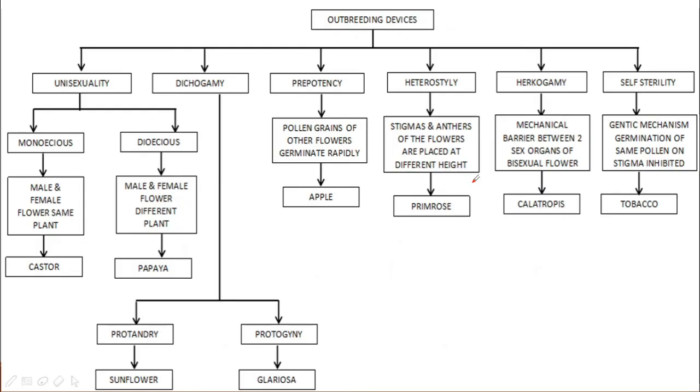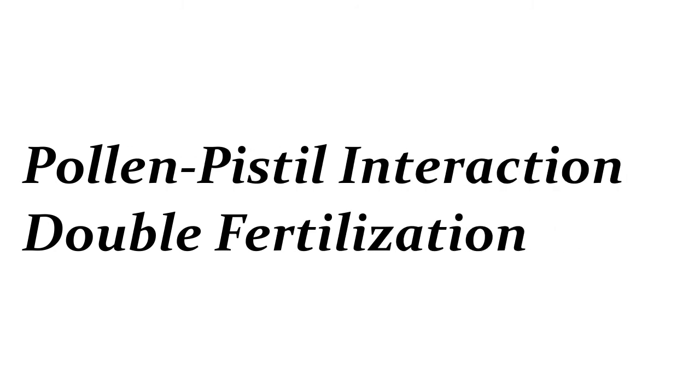This is an overview of the outbreeding devices. You could simply pause the video and have a look at it. This entire chart would explain an overview of the outbreeding devices. In our next video, we'll be starting with pollen-pistil interaction and double fertilization.